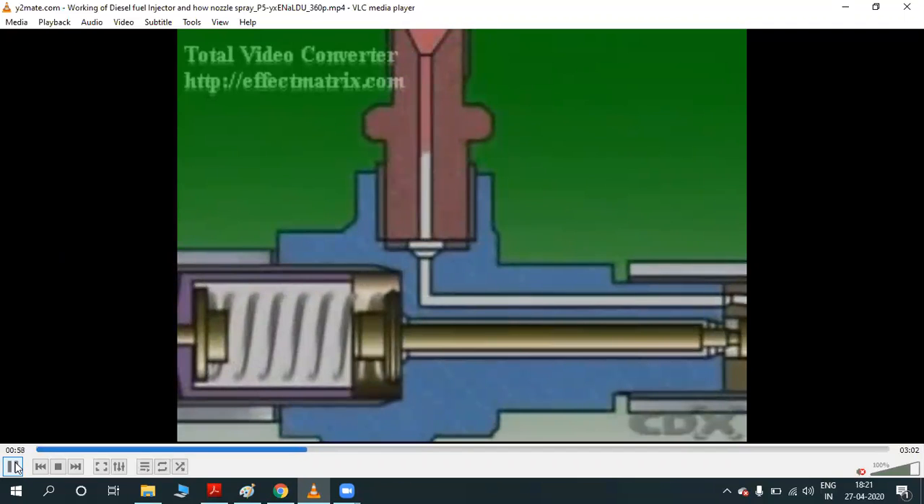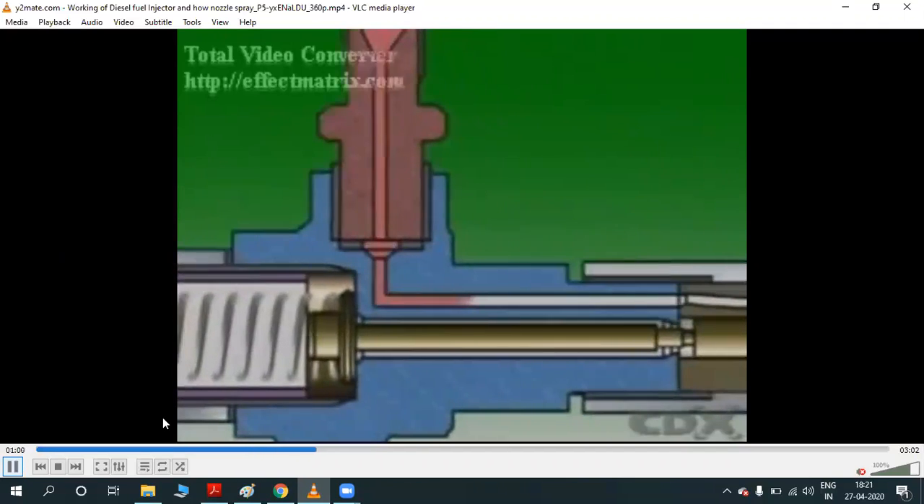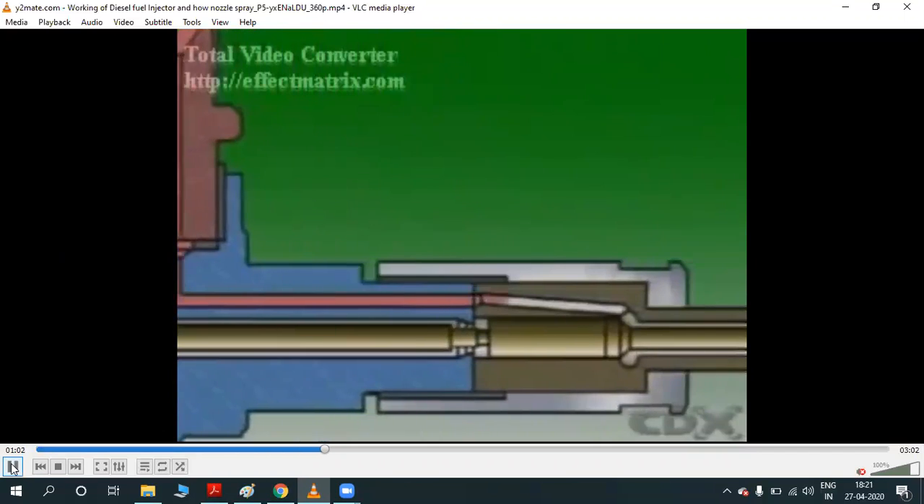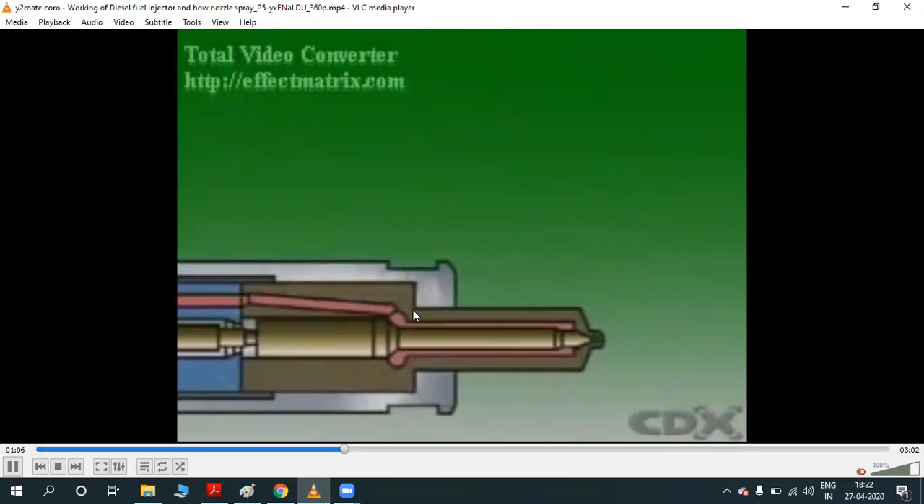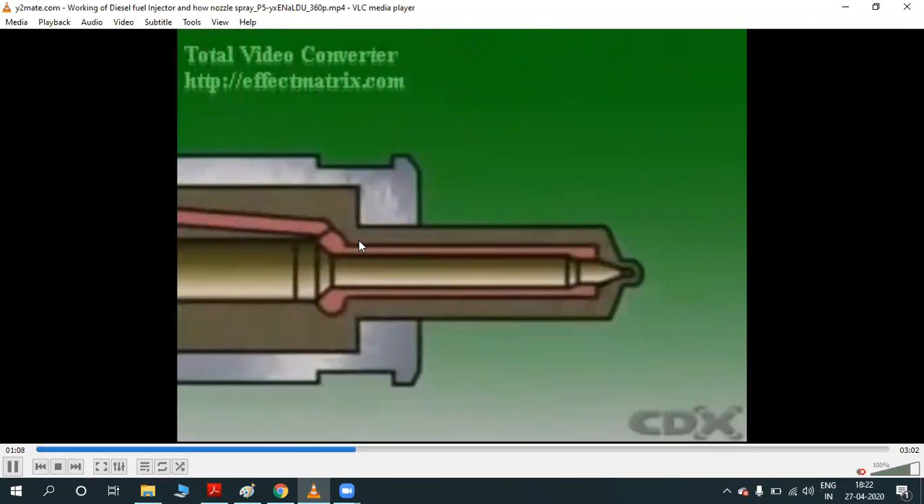See, this is how the fuel is entering inside the very thin passage. As the passage is very thin, the pressure increases, and this pressure will act on the nozzle. Due to this high pressure, the nozzle will move up. When the nozzle moves up, this opening opens and the fuel is sprayed into the engine in smaller atoms.